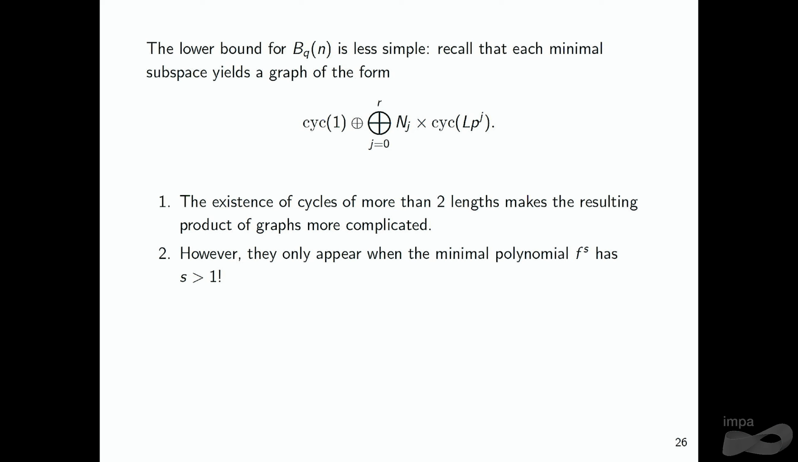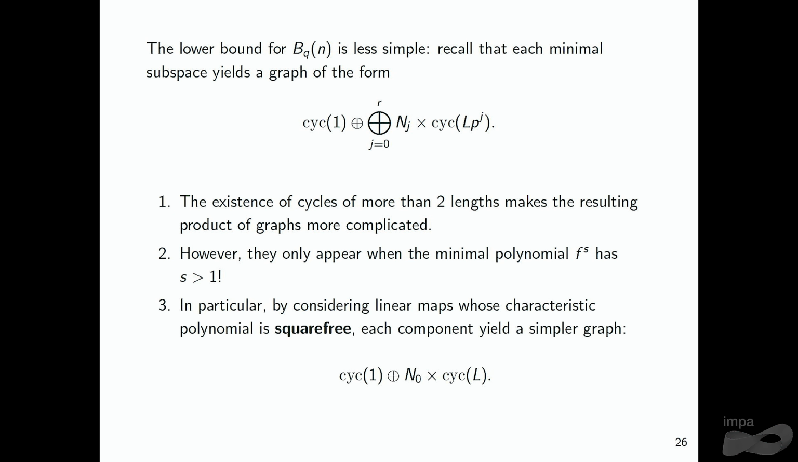But the point is that cycles of size the characteristic of the field times something only appear if the exponent is greater than 1, right? So if the minimal subspace is related to a polynomial whose irreducible factor has some multiplicity. So the idea, and this is the key of the whole paper, is to restrict only to maps whose characteristic polynomials are square-free. So when I take these minimal invariant subspaces, the exponent is just 1, and I get rid of the mess I get when I have the cycle decomposition, right?